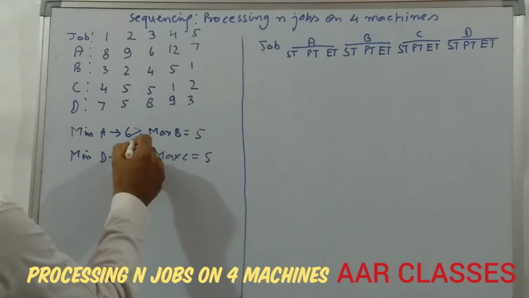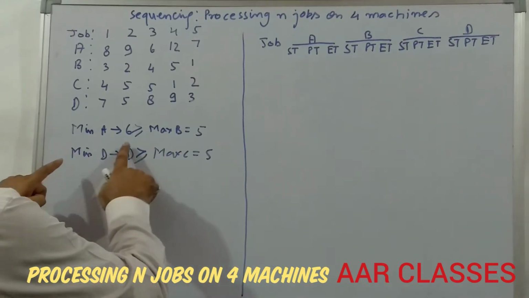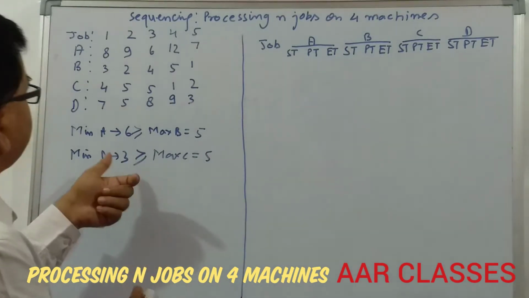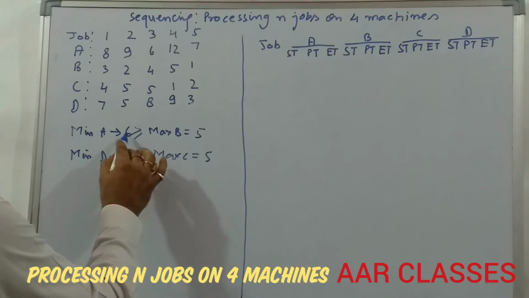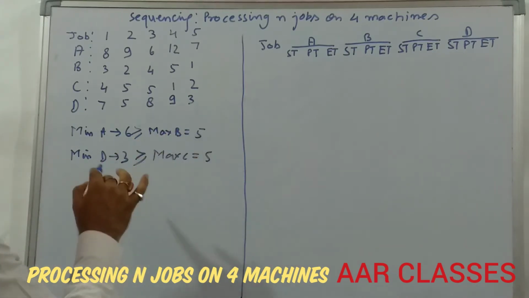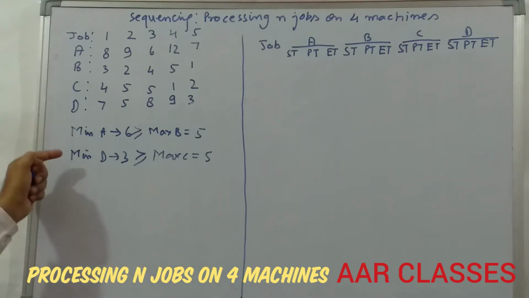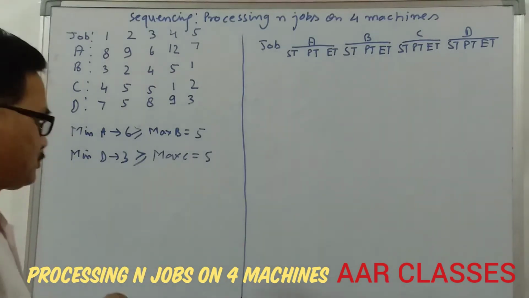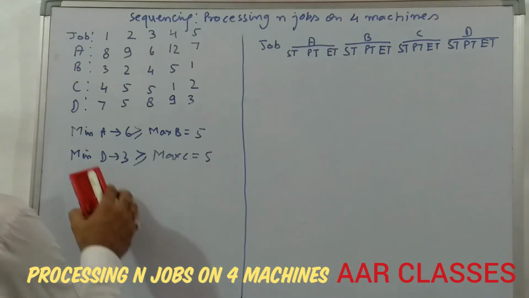It should be greater than or equal to. But look here, the minimum of D is 3. So 3 is not greater than or equal to 5, but definitely 6 is greater than or equal to 5. So either this condition or this one must be satisfied. If this is satisfied, then what will we do? We will assume two fictitious machines.